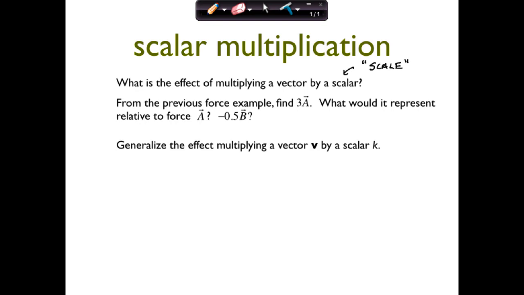All right, so we've already kind of talked about this. By multiplying by a scalar k, you get the same direction as v or the opposite direction, and it scales the magnitude of v by a factor of k, right? It scales the magnitude of v by a factor of k.